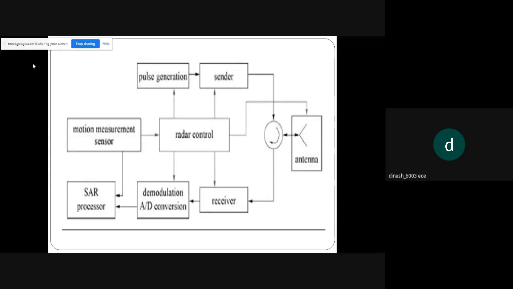Since there are no queries for SLAR, we have further moved on to the SAR, synthetic aperture radar. So we have the antenna which is present. We have the duplexer. Then it is given to your receiver. Then we have the demodulation or the analog to digital conversion, which is given to a SAR processor. So here we have the radar control, controlling all these structures. Depending upon the motion measurement sensor, it gives information to the radar control. So then we have the pulse generation, then the sender. It transmits the signals.